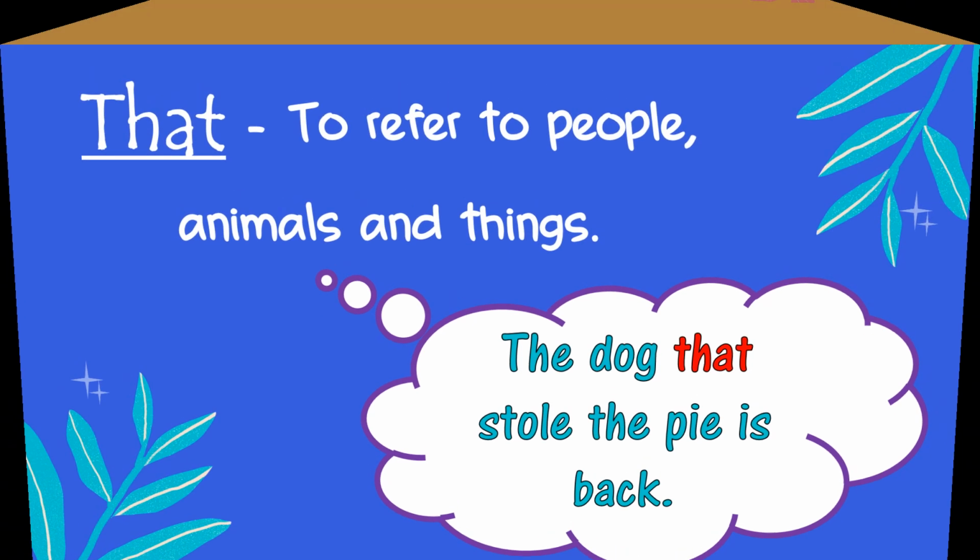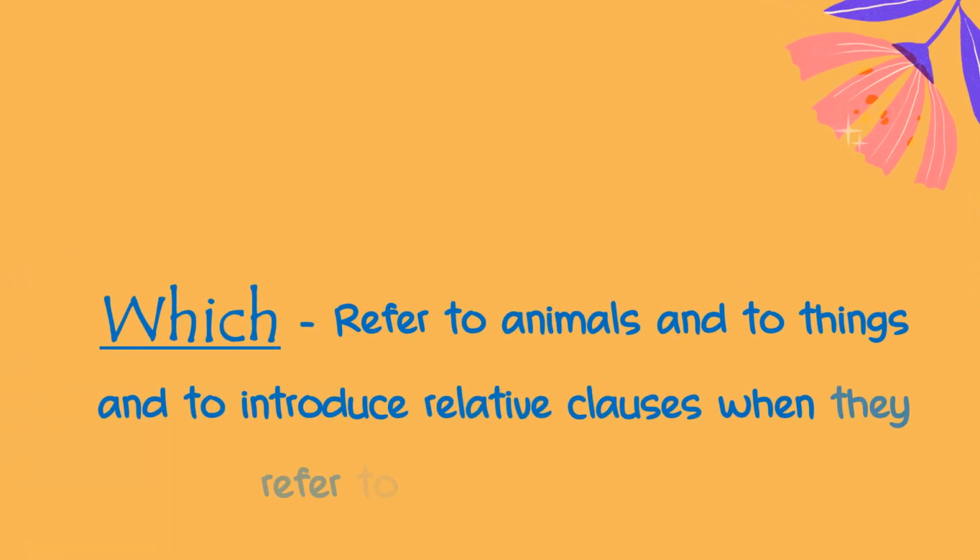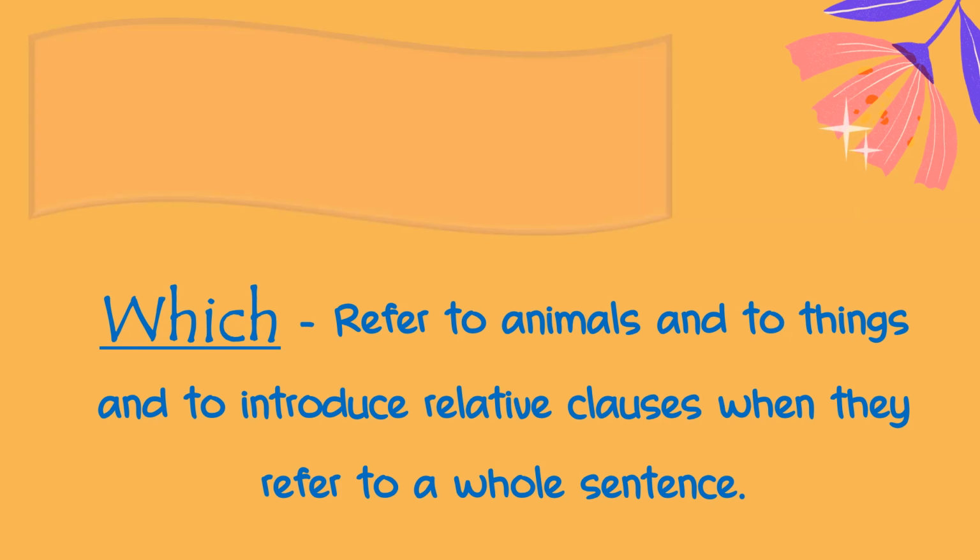Alright, next we have the relative pronoun which. It is used to refer to animals and to things, children. We always use which to introduce relative clauses when they refer to the whole sentence. So we take this example.